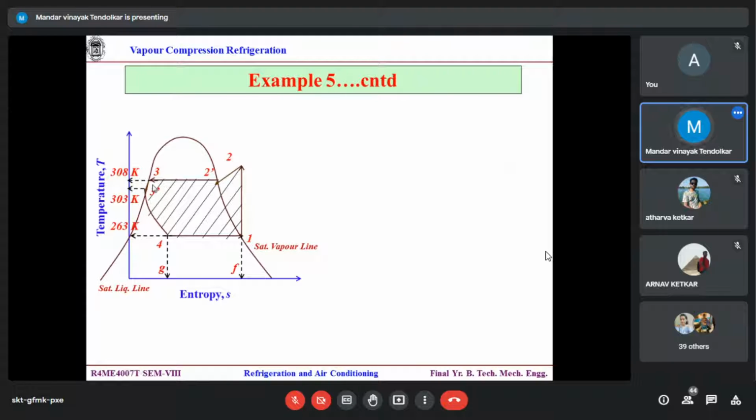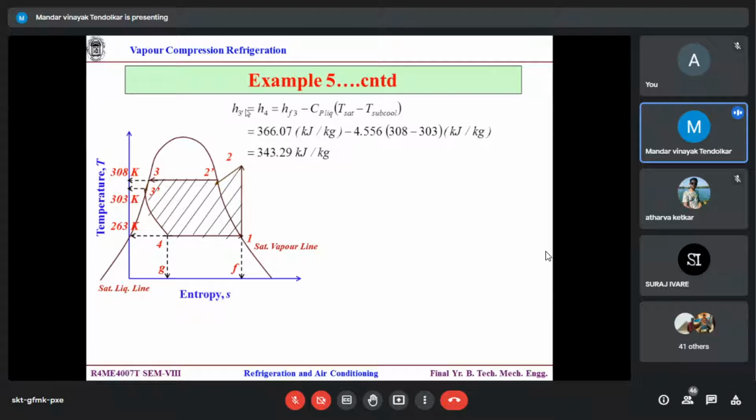But over here, it is shown that 5 degrees subcooling. So instead of 308, it would be 303. So I have to calculate the enthalpy at this point, which is the same as H4. I cannot take directly this value as the HF3. I know the HF3 value. From that, there will be a further reduction for the 5 degrees Celsius. And delta 5 degrees Celsius is the same as 5 Kelvin. No problem. Correct? So I will calculate this. H at 3 dash is the same as H4 because this is an isenthalpic process. But that is not the same as H3.